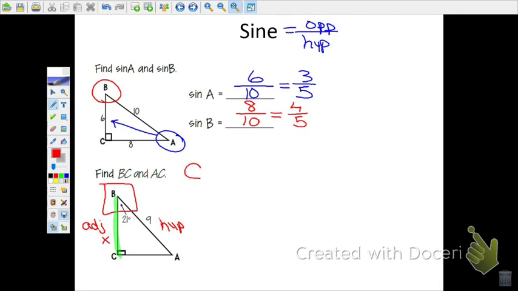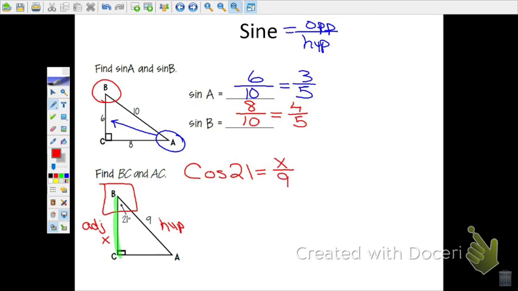X divided by 9. So cosine of the angle measure, cosine of 21, equals... What does cosine represent? It's just a ratio of the adjacent and hypotenuse sides. Okay, so cosine of 21, which is our angle, equals adjacent X over hypotenuse 9. Is that as much as we can do?